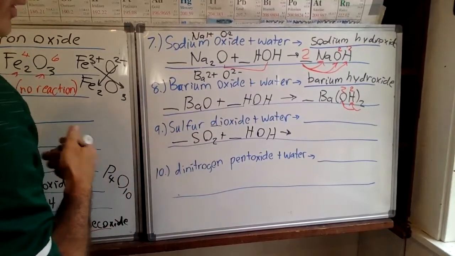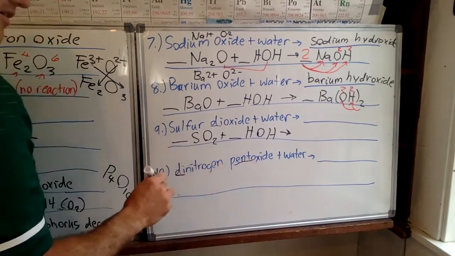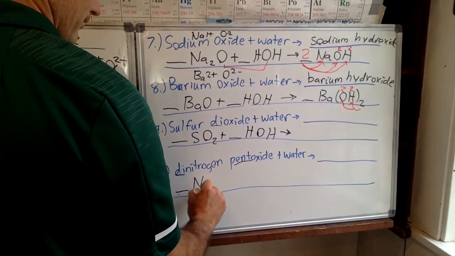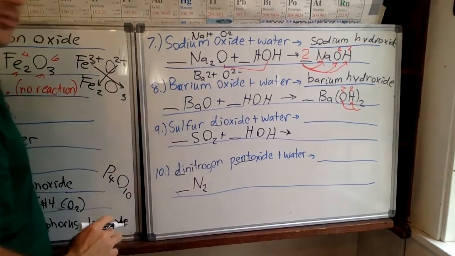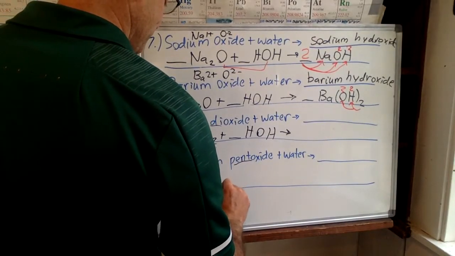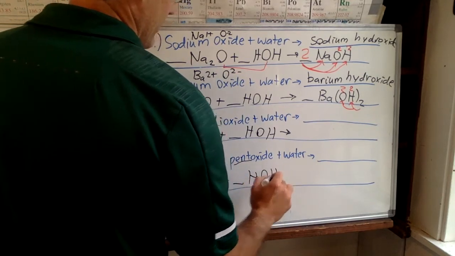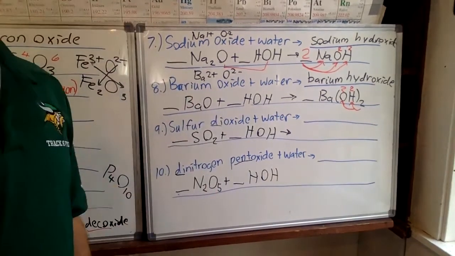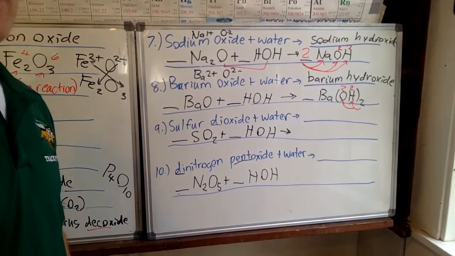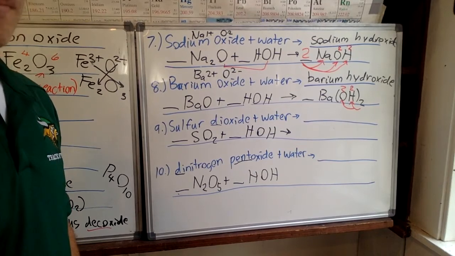There's 2 oxygens. And down here, it's telling us both how many nitrogens we have and how many oxygens we have, okay? So we have dinitrogen, which is N2, pentoxide, which is 5, N2O5. And these are both plus water. I'm writing them as, again, HOH, just to be annoying, but it helps me visualize what's going on in the case of these reactions, okay?